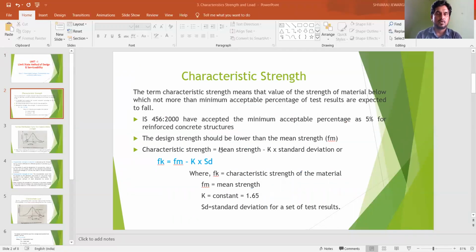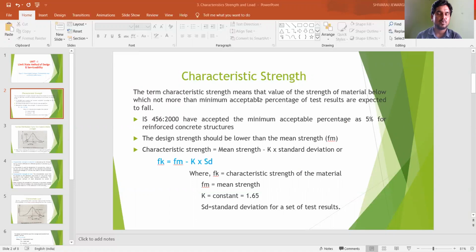According to the definition, the term characteristic strength means the value of strength of material below which not more than a minimum acceptable percentage of test results are expected to fall. As we all know already, this is the definition of a characteristic. According to IS 456:2000, the minimum acceptable percentage is 5% for reinforced concrete structures. So the design strength should be lower than the mean strength.